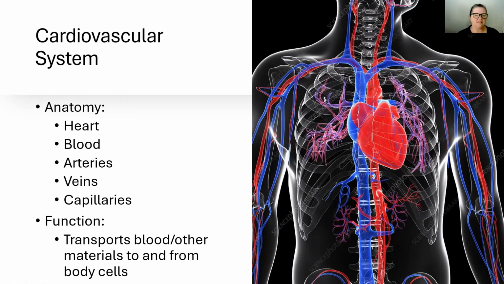Blue represents deoxygenated blood, which is primarily in the veins, and red represents oxygenated blood, which is primarily in the arteries, just so you know. I always like to point that out because people go, well, but my blood, where's the blue blood? It's not there. This system functions to transport blood and other materials that are within the blood to and from body cells.